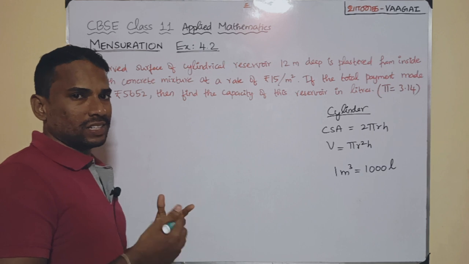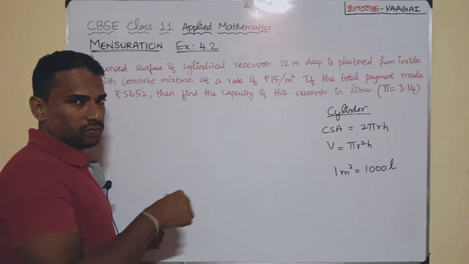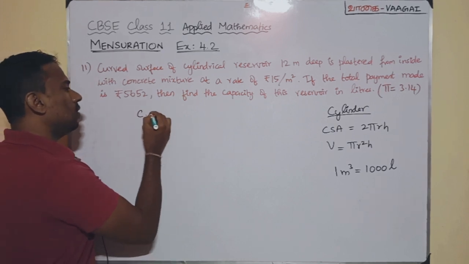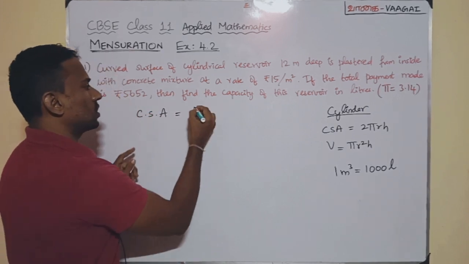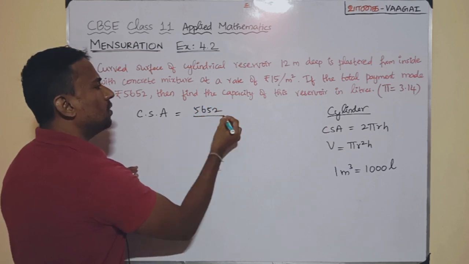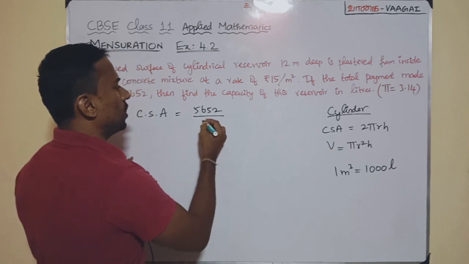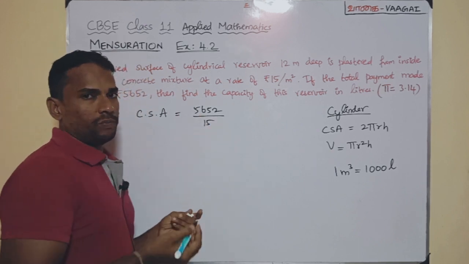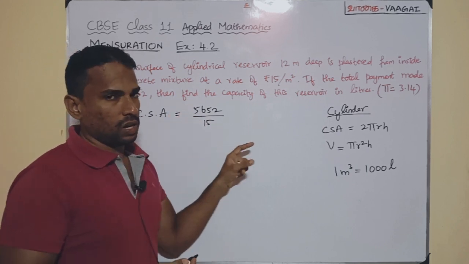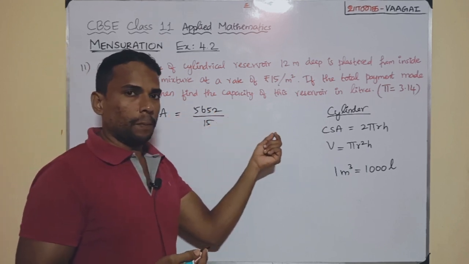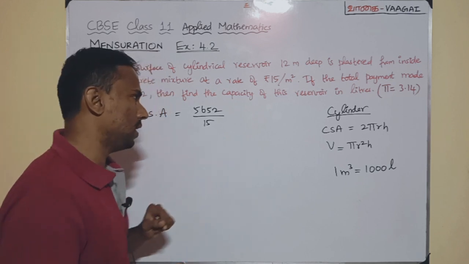Shall we understand something here? We can understand very clearly that they are doing the curved surface area only. So the curved surface area should be equal to the total cost, which is 5652, divided by the rate per meter square, 15 rupees. When I divide it, I will get how many meter square we have in the CSA of this cylinder. That's the simple idea, okay?